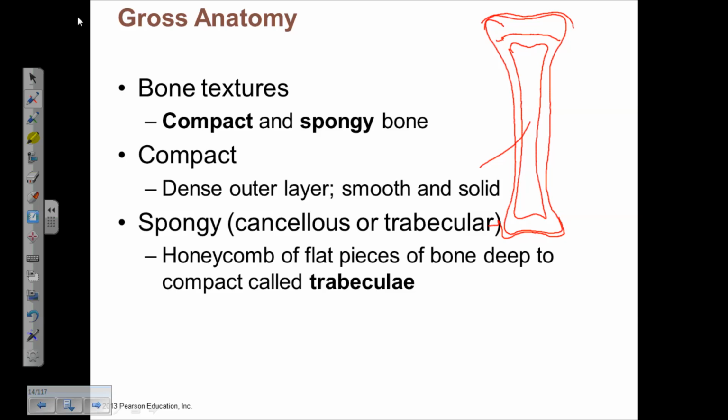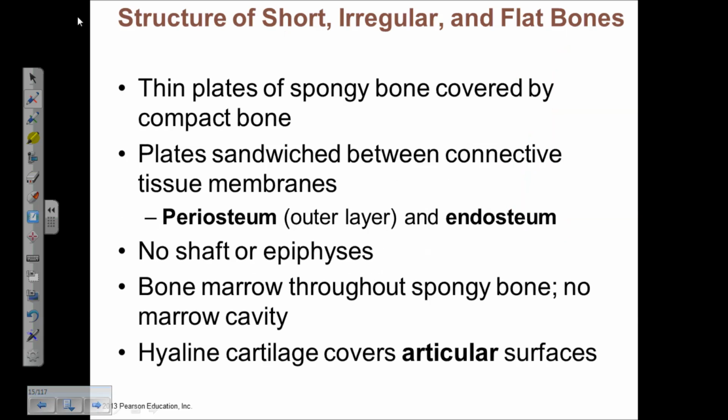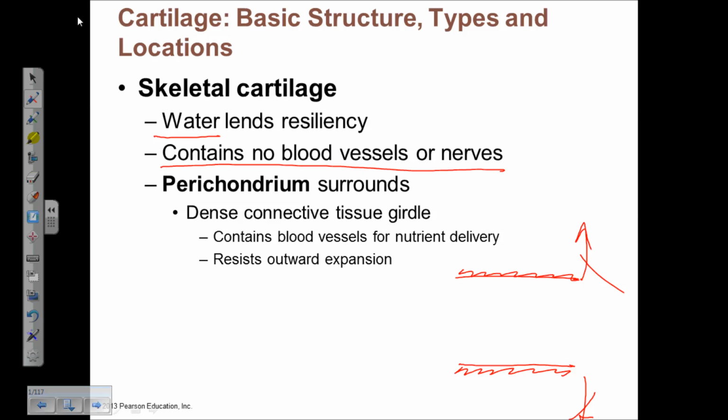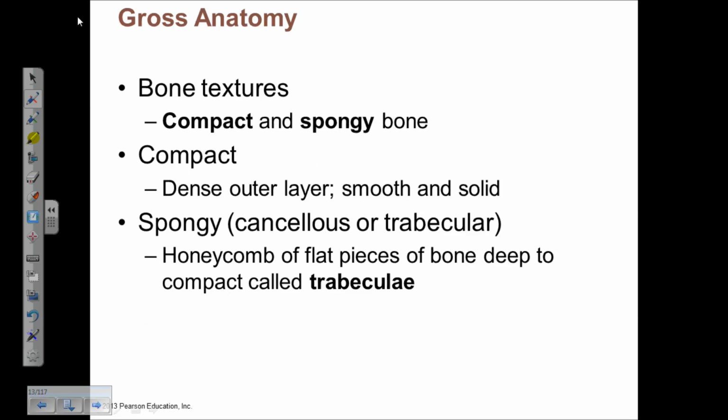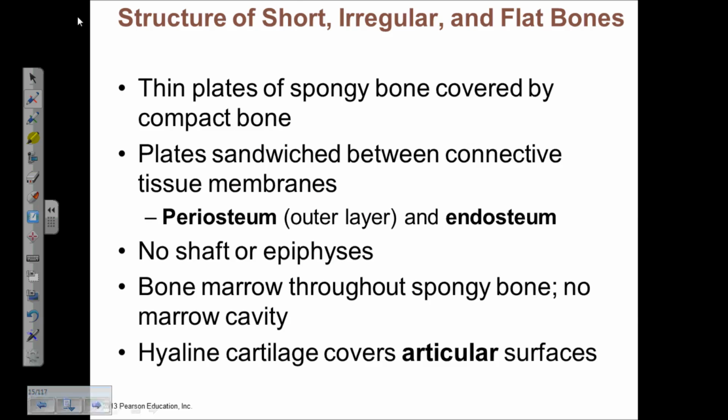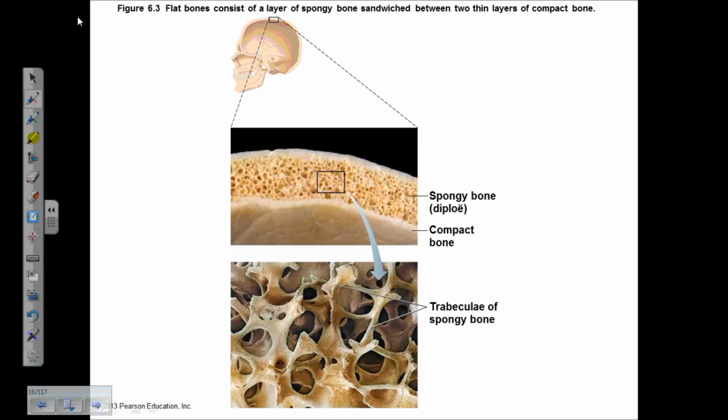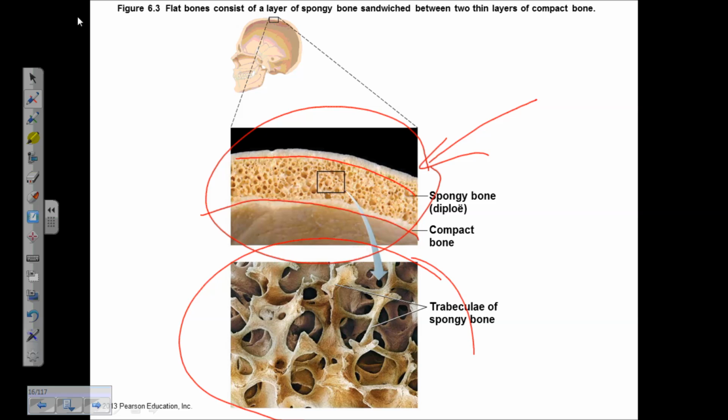Bones, by structure, can be divided into two major classes: the spongy bone and the compact bone. Let me get all the way. Okay, the spongy bone and the compact bone. So here's your spongy bone. Take a look. And that is the layer of compact bone on both sides.